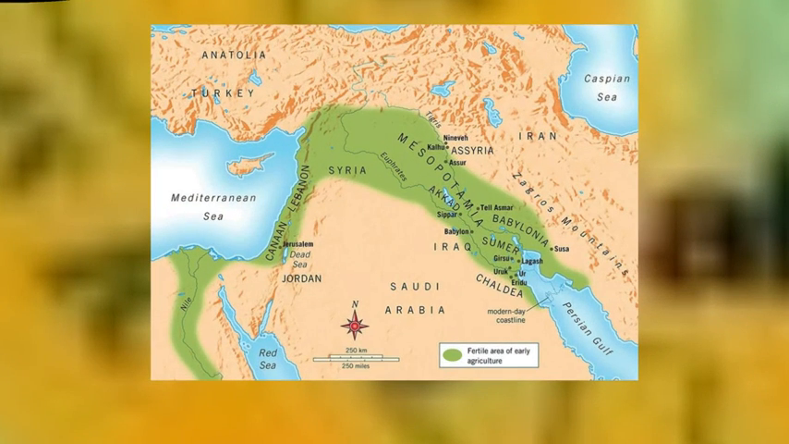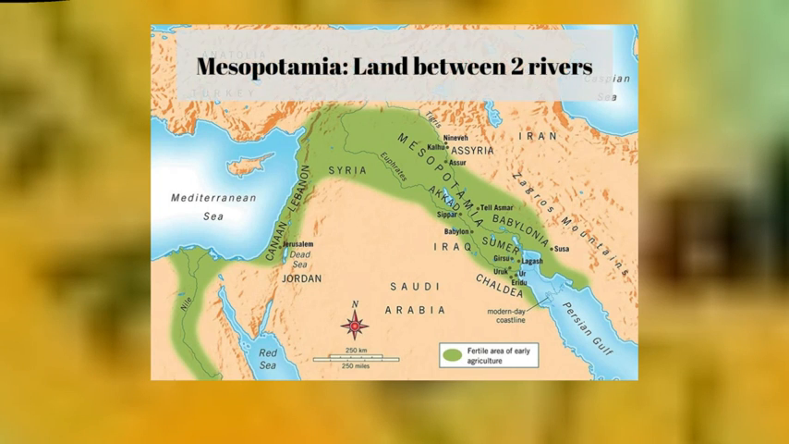So Mesopotamia. This is going to be the first one we're going to talk about specifically on Monday. Okay. So it means the land between two rivers, right? And it's considered the Fertile Crescent. So they're growing a lot of stuff there.